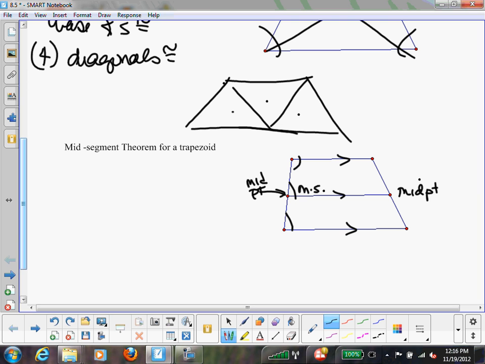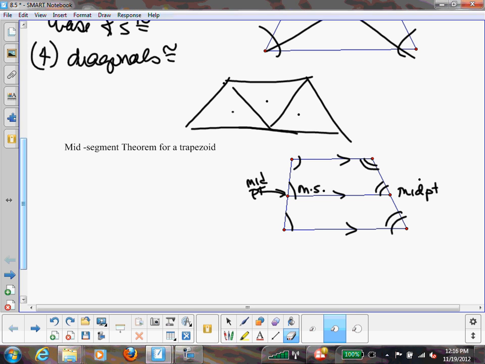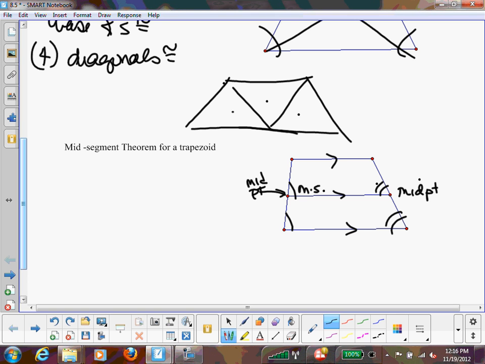Okay. I don't think that's right. Hold on, I got one too many here. These two are congruent, yes? And these two are congruent, yes? Because we've got parallel sides cut by a transversal.